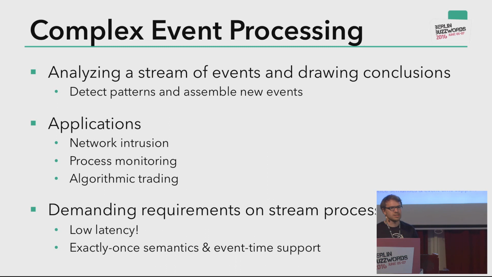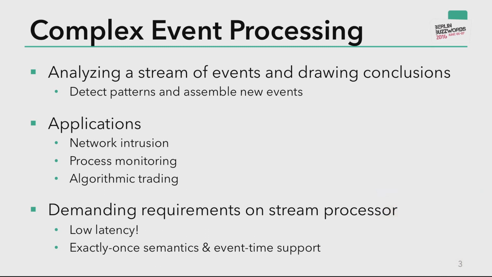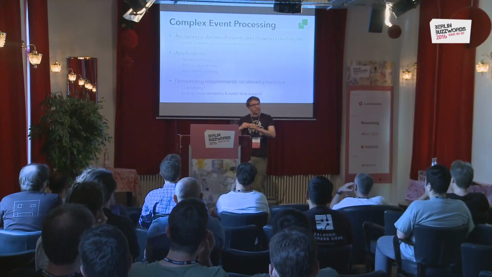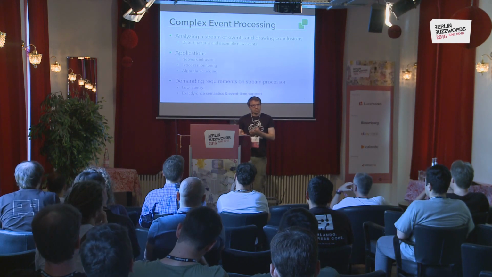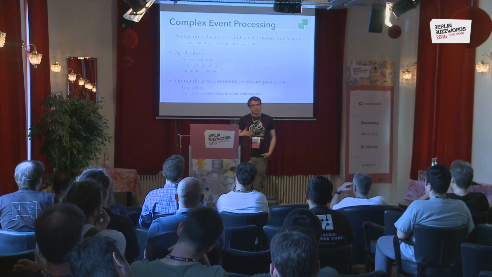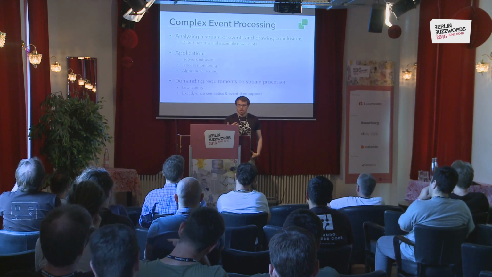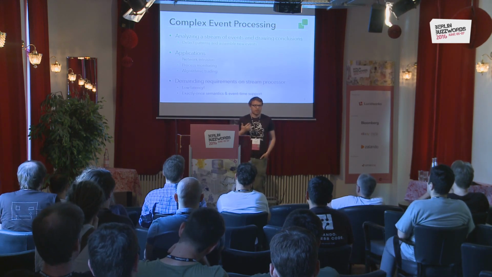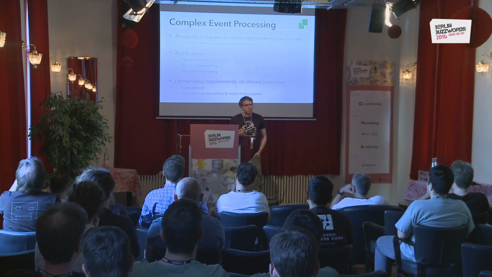So one of these use cases is complex event processing. The goal of CEP is usually to detect patterns in an event stream. And then whenever you detect a certain pattern, you want to assemble or merge or aggregate a new kind of event that aggregates the events that triggered this pattern. And there are numerous applications for these kinds of workloads.